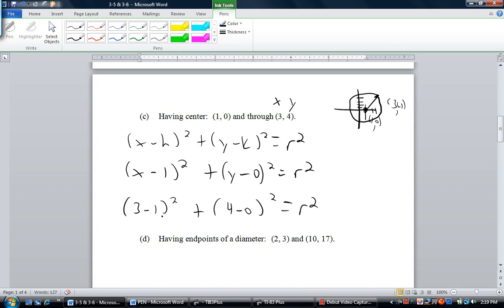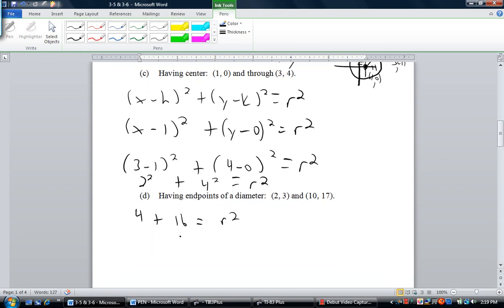Now I'm going to leave out some steps. Well, maybe I won't. 3 minus 1 is 2, and that becomes 2 squared. 4 minus 0 is 4, so 4 squared equals r squared. Now 2 squared is the same as 4, and 4 squared is the same as 16. What that means is that we have 4 plus 16, which is 20.